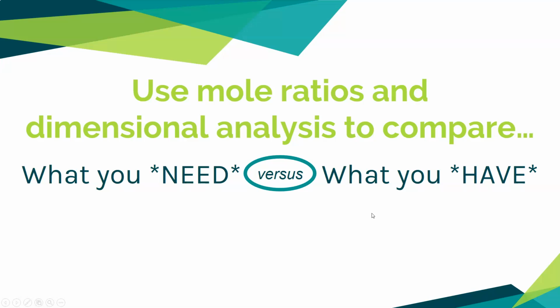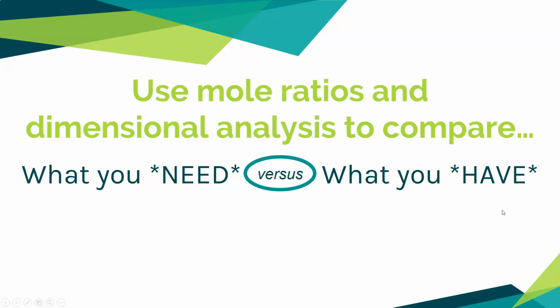So when we use those mole ratios and dimensional analysis, what we're going to be doing in these limiting problems is we're going to be comparing how much we need of a certain chemical versus how much we have. The question is going to tell me how much I have, and I have to figure out how much I need. So that's what we're going to be trying to set up, is we're going to be trying to figure out a comparison here based on these mole ratios and dimensional analysis.